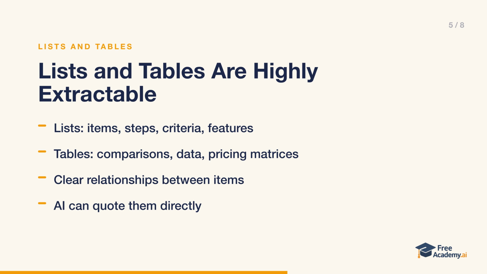Use tables when you are comparing options, presenting data with multiple attributes, or building pricing and feature matrices. A simple table with columns for CRM, price per user, and best for lets you show that HubSpot free costs $0 and suits startups. Zoho CRM costs $14 for customization needs, and Salesforce starts at $25 for enterprise scaling. These formats help because it is easy to extract specific data points. The relationships between items are clear, and AI can quote tables and lists directly.